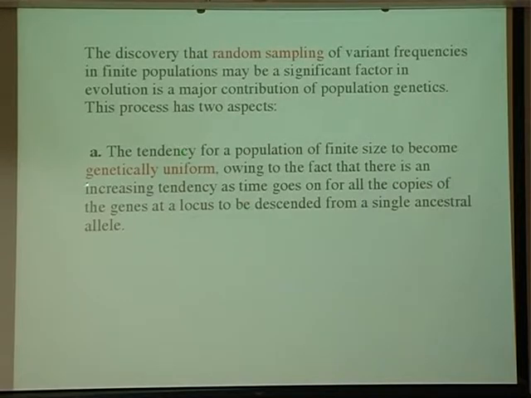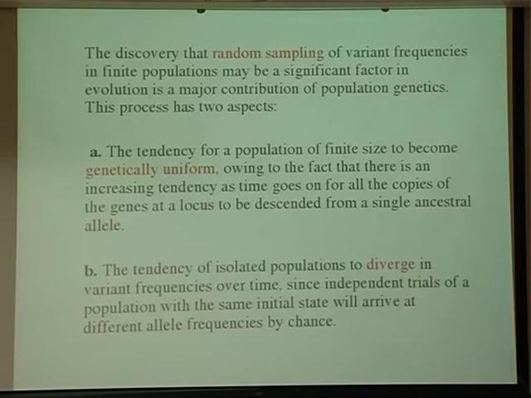The population tends to become genetically uniform because there's an increasing tendency for all copies of the genes at a particular position in the genome to be descended from one single ancestral copy. We'll go into the maths of that in a moment. Also, of course, independent populations will tend to diverge because the whole process is random. So we'll be going one way in one population and another way in another population. And that's what gives us differences between populations and ultimately differences between species.